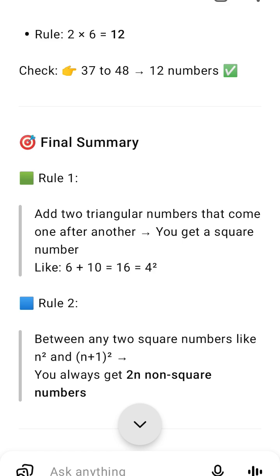Part 2. How many numbers are between 2 square numbers? What is a square number? A square number comes from multiplying a number by itself.